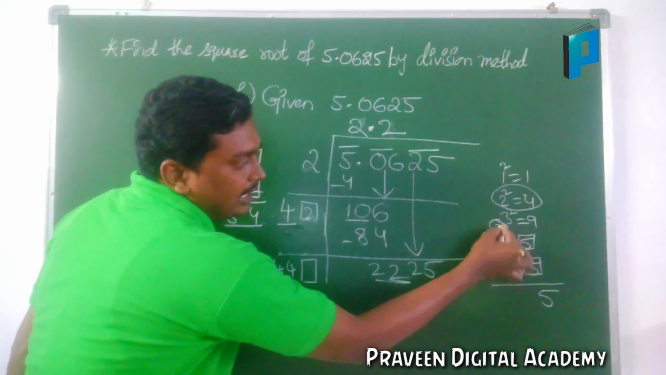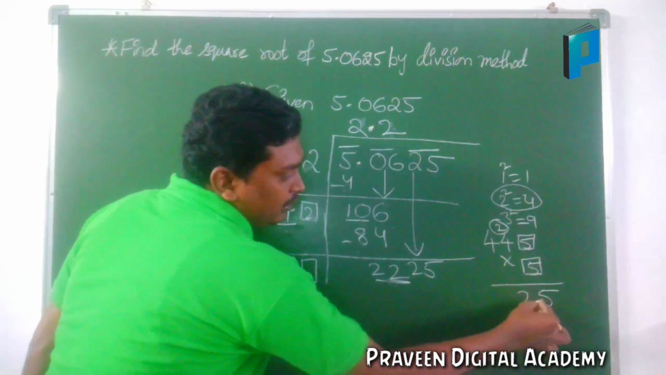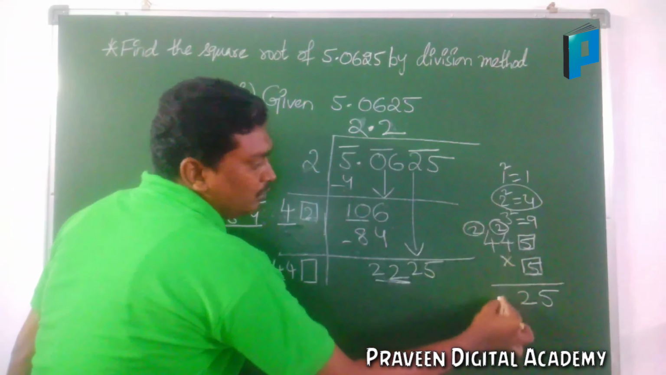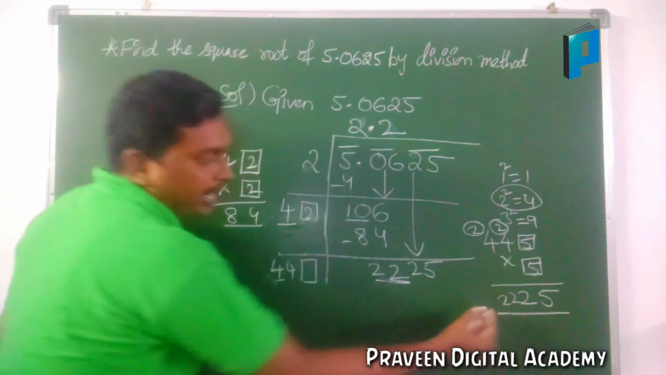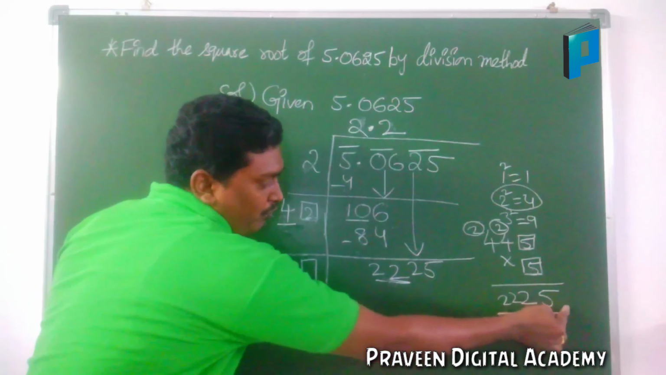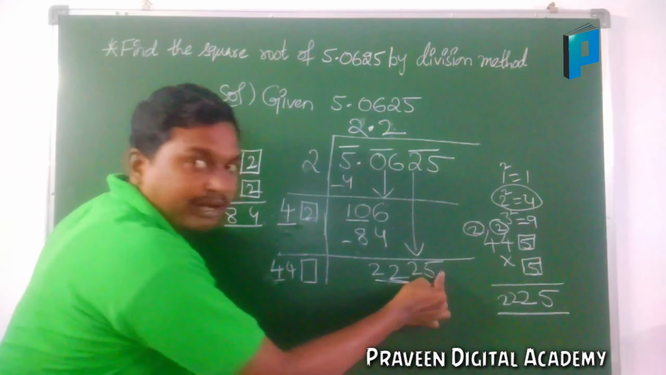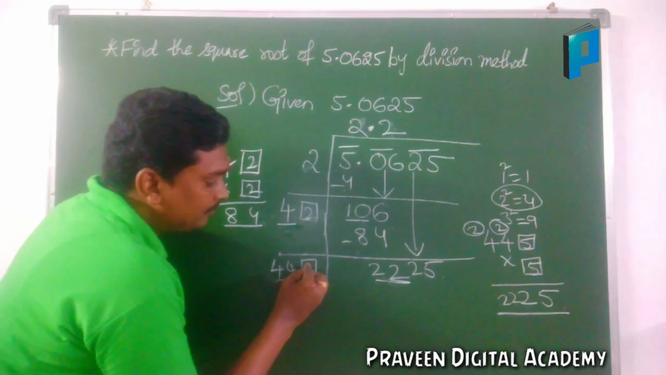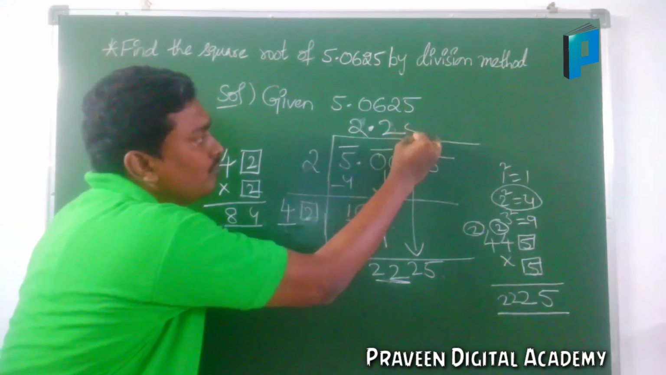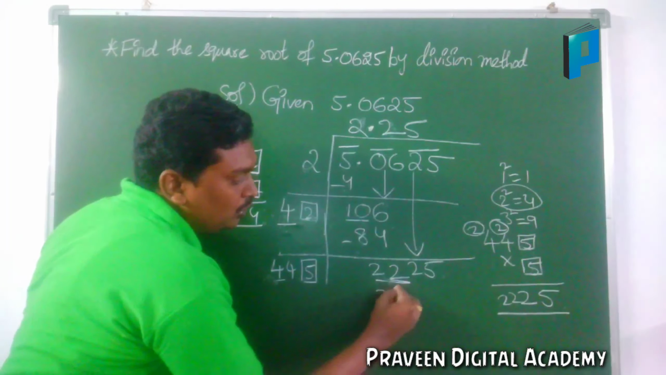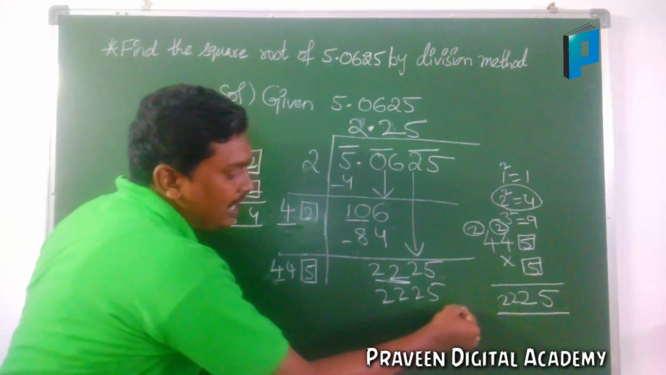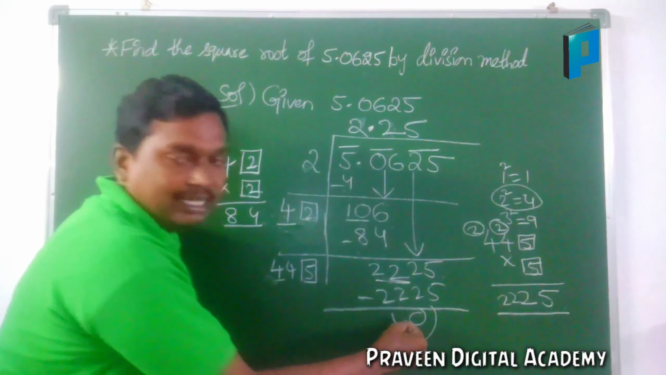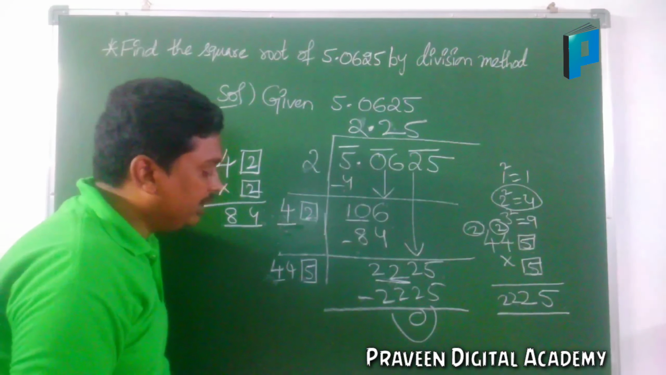5 4s are 20 plus 2 is 22, and 2 here and 2 here. So I got 2225 and here I got 2225. So I can say here 445 into 5 is 2225. I got here, and the subtraction is you got 0 here.